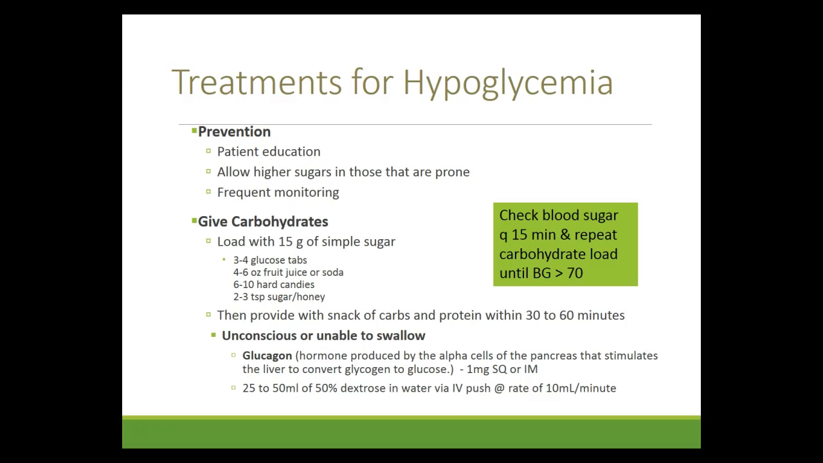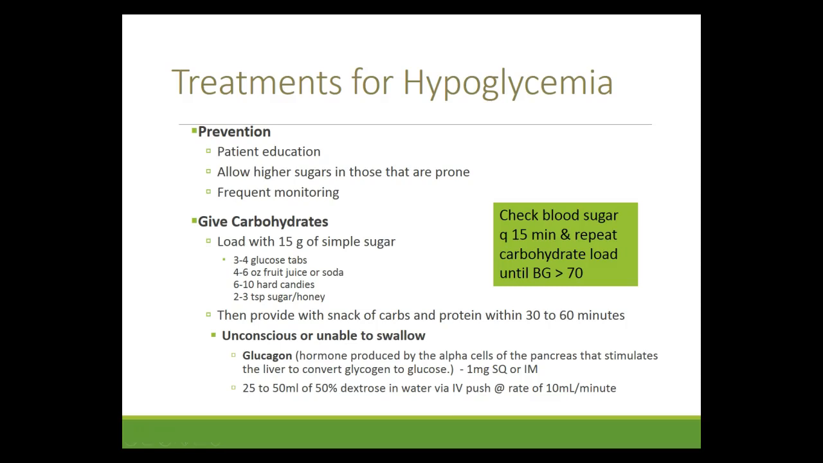So if you have a patient whose blood sugar is less than 70 and they're walking and talking with you, load with 15 grams of a simple sugar. This list here gives you some ideas. You then, after you administer that, check in 15 minutes, and repeat the carbohydrate load until the blood sugar is over 70. Once you do have that, provide a snack of carb and protein within 30 to 60 minutes.